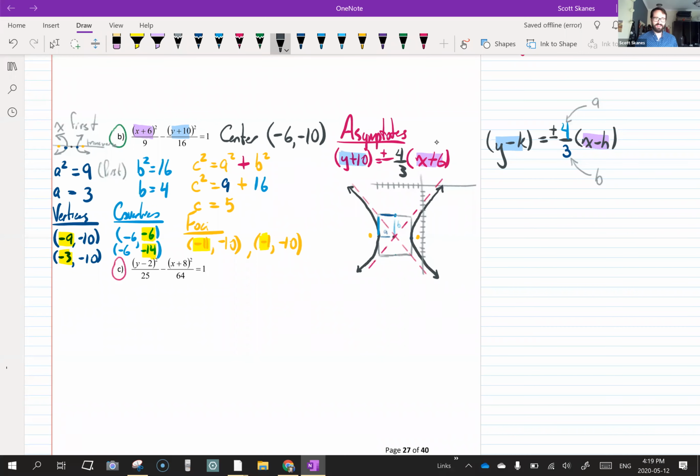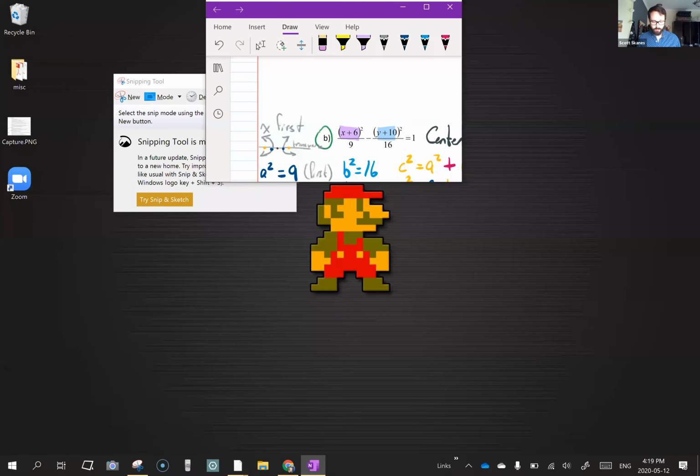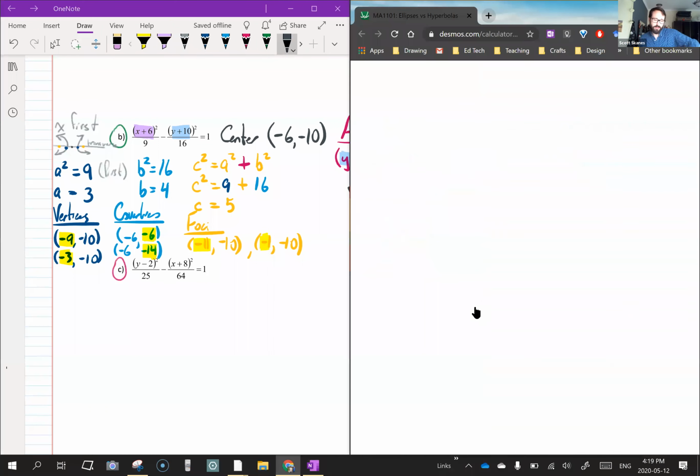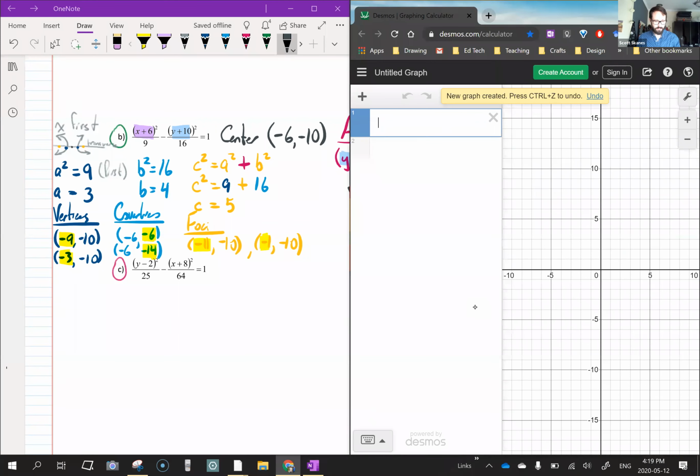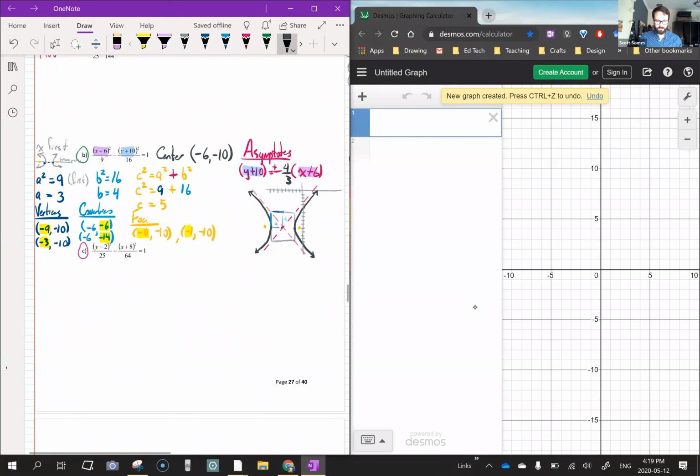Okay. That's it. I got the center. I got the vertices. I got the co-vertices. I got the foci. I got the asymptotes. I'm going to graph it on Desmos so you can see that we've actually done what I'm saying we're doing. We've actually given the correct points here. So I'll go one step further. I'll graph it. You can always do this yourself, although some students don't like to do it because it seems like a lot of work.